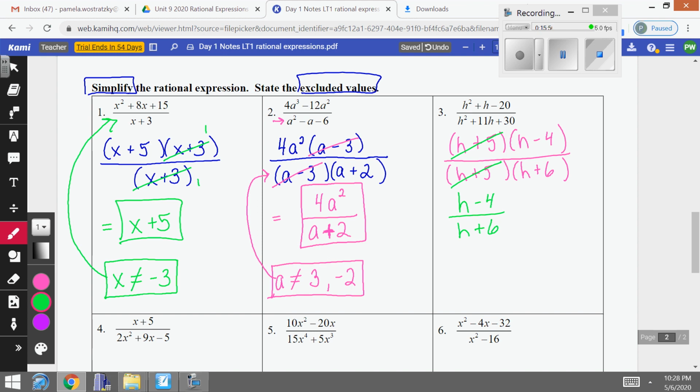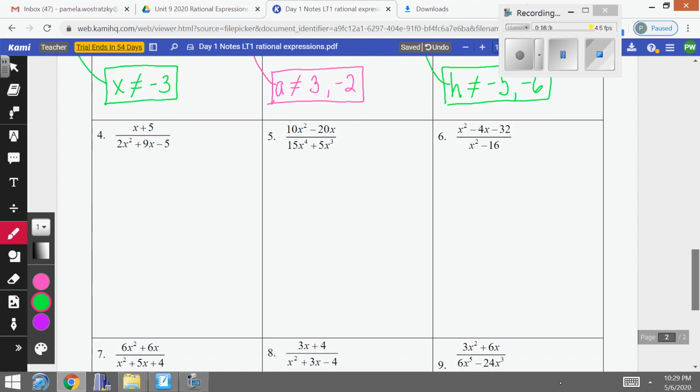So on this one, can I reduce the 4 and the 6? I hope you answered no again. Whenever it's a sum or difference, you cannot reduce anymore. It is only when it's multiplying. I'm going to keep asking that because I'm going to keep trying to drill that into your head. So again, we look back to the original factored form to find our excluded values. So h cannot be negative 5 or negative 6. That would have made the original denominator equal to 0, and we cannot divide by 0.